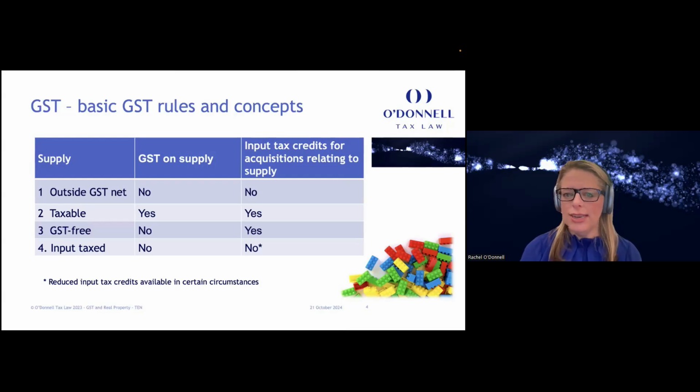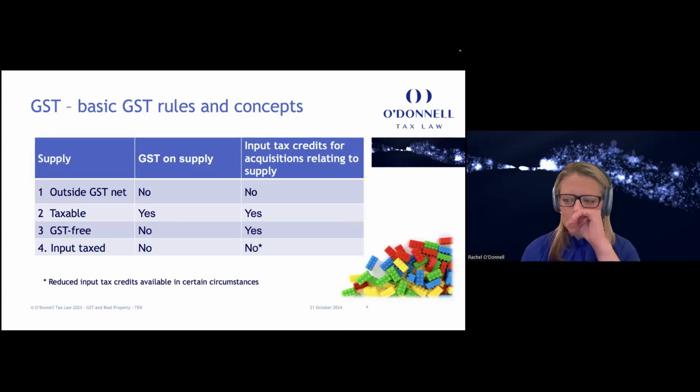Supplies that are outside the GST net in a property context are usually going to be supplies where the supplier is neither registered nor required to be registered for GST. So that might be the sale of business premises by an entity that carries on an enterprise at those business premises, where that entity doesn't make many supplies and they're underneath the GST registration threshold, so they're not registered for GST and they're not required to be registered for GST.